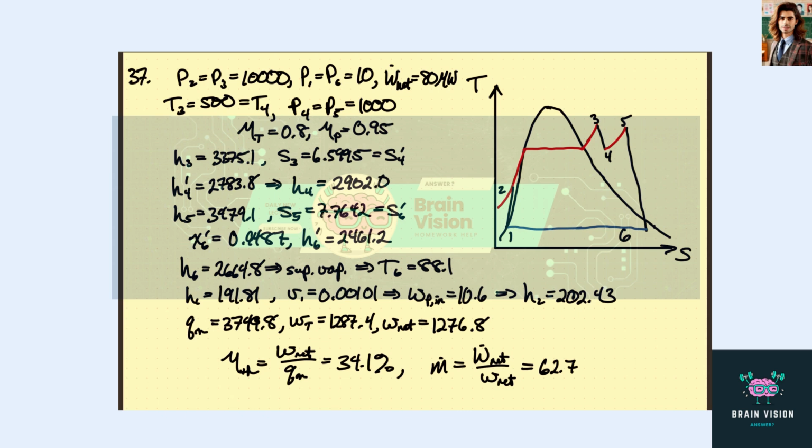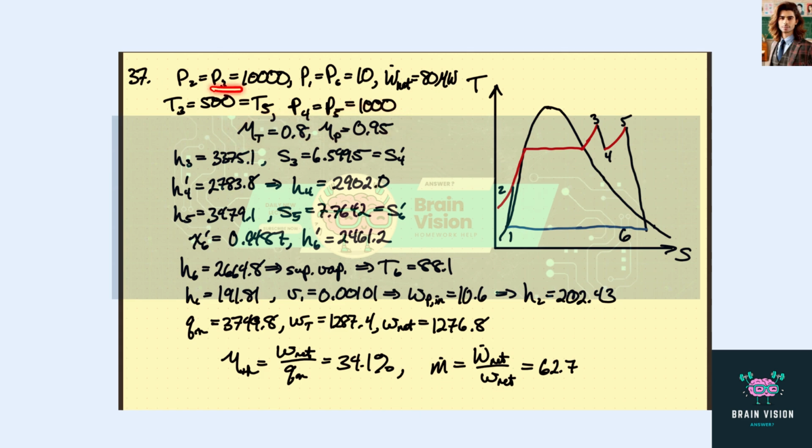The temperature at, I think I wrote that wrong again, T3 and T5, not T4. So up here, we are at 500 degrees Celsius. The pressure here is 1 megapascal. We're given that the efficiency of the turbine is now 80%, and that of the pump is 95%.